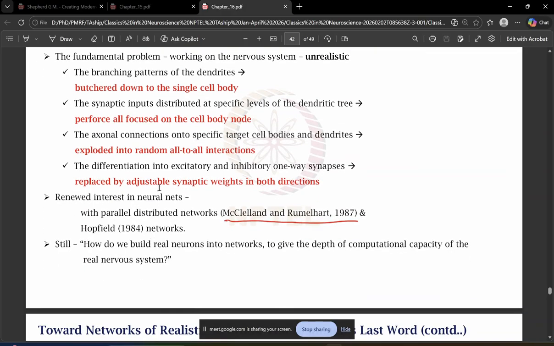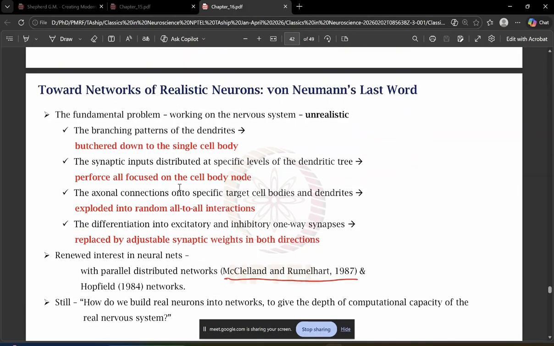Next, the excitatory and inhibitory synapses, which were one way, were being replaced by adjustable weights in both directions. Again, that was not close to the actual representation of the way the synapses work and the way the nervous system works.